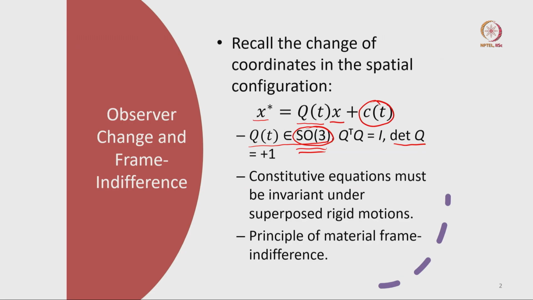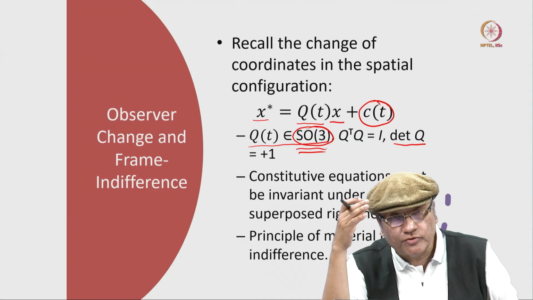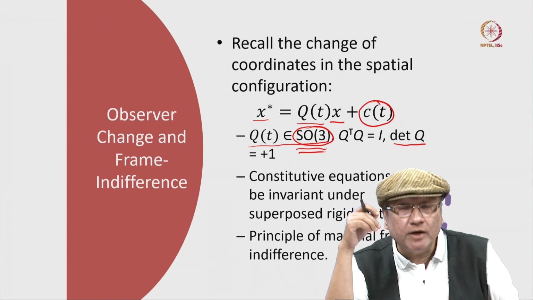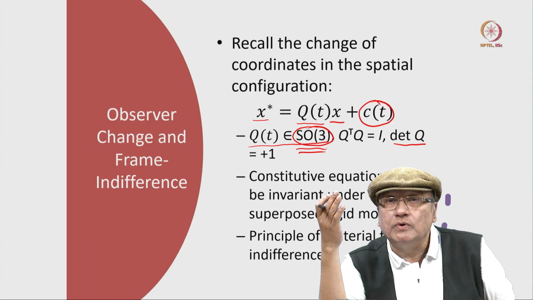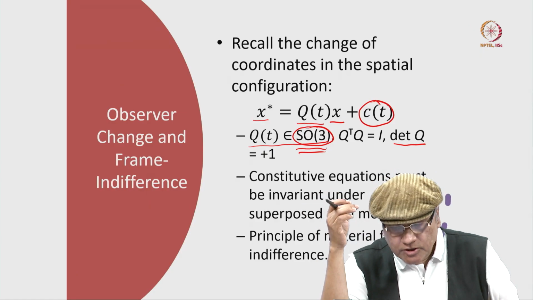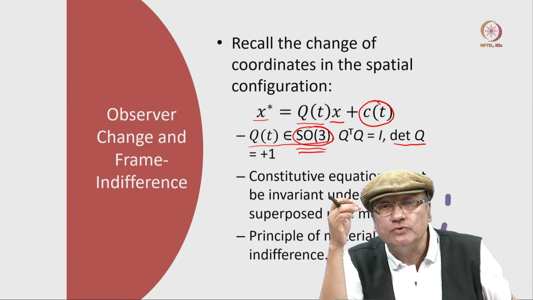Anyway, so the question why we are doing this change of coordinates here from x to x star is that we want our constitutive equations, the equations that relate stress to strain or stress to strain rates, etc. in plasticity, should not depend on the choice of our coordinates, right. The physical world, the expressions that we have for modeling it, should not depend spuriously on the specific reference that we choose, right.